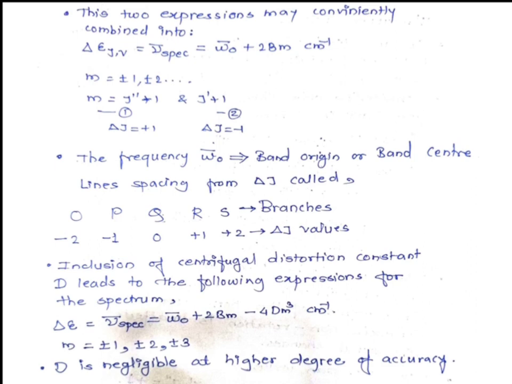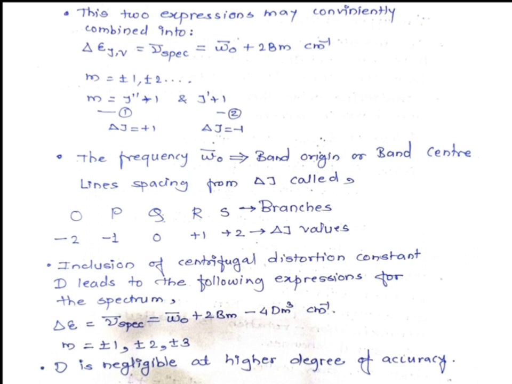So m is equal to J double prime plus 1 for equation 1 and J prime plus 1 for equation 2. So delta J is equal to plus 1 and delta J is equal to minus 1 we observe for equation 1 and 2. So the frequency omega bar 0 is the band origin or the band center, and the line spacing comes from delta J. When delta J is equal to plus 1, we will observe the R branch. When delta J is equal to minus 1, we will get the P branch.